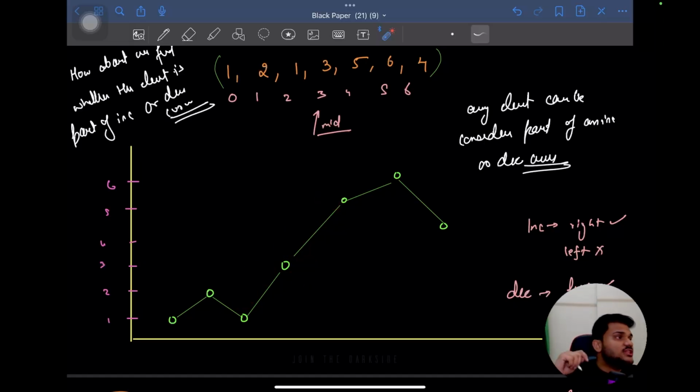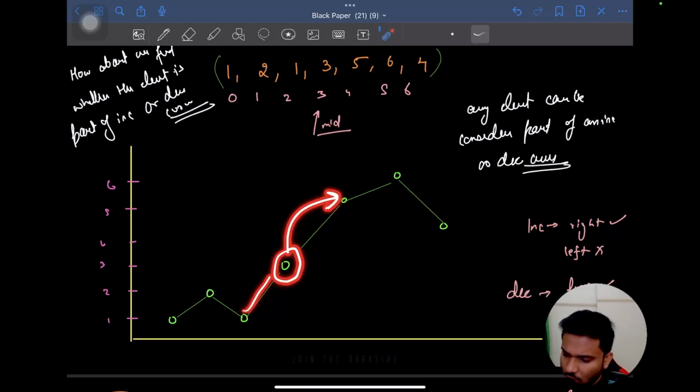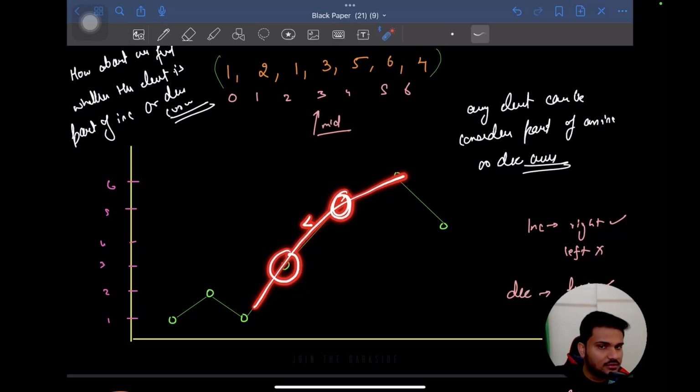If the midpoint is not the peak, then you can try to detect whether the midpoint is on an increasing curve or the midpoint is on a decreasing curve. Can I say that? How can you realize whether the midpoint is on an increasing curve? You can very easily realize that with the fact that if the current element is lesser than the next element, then you are on an increasing curve, right? If your current element is lesser than the next element, you are on an increasing curve. Can I say that? Think about it.